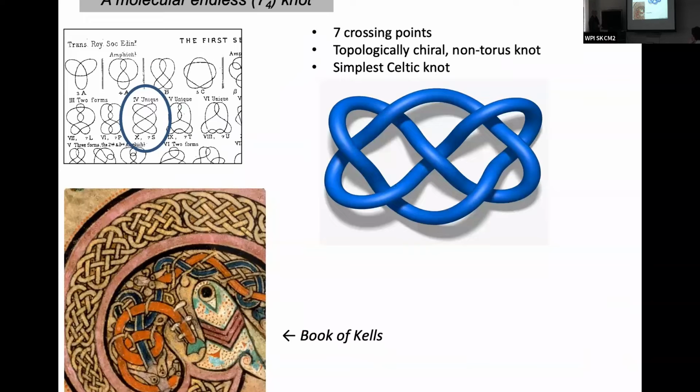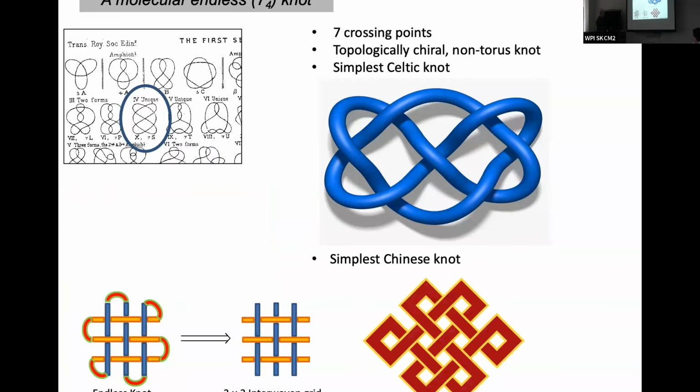So this is another type of knot, not based on helicates, not based on this metal ion chaperone folding. This knot has got 7 crossing points. It's the so-called endless knot. It's the simplest Celtic knot, and its structure appears in lots of different symbolism and manuscripts. This is the Book of Kells in Dublin, a very old medieval manuscript, and it's also the simplest Chinese knot.